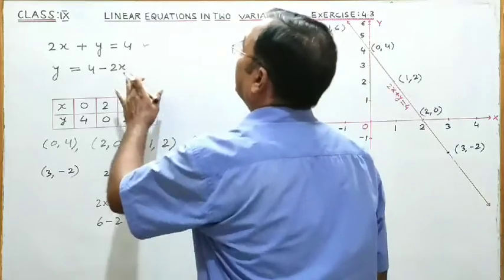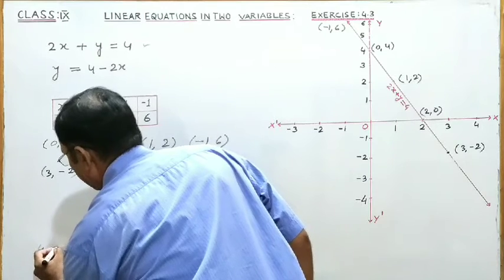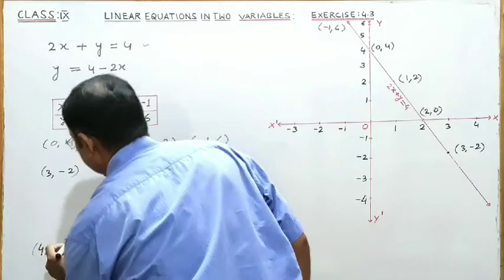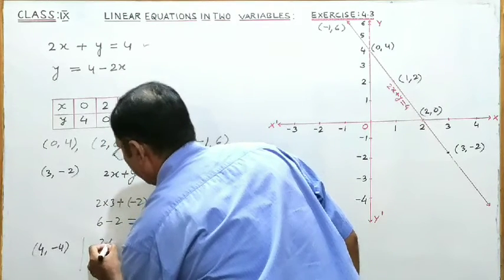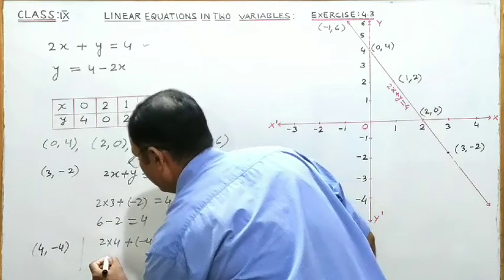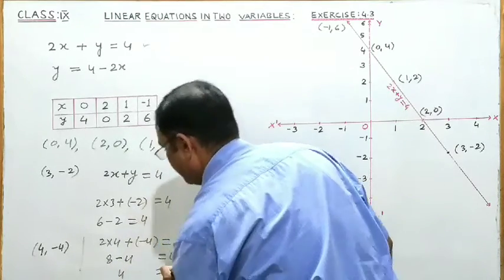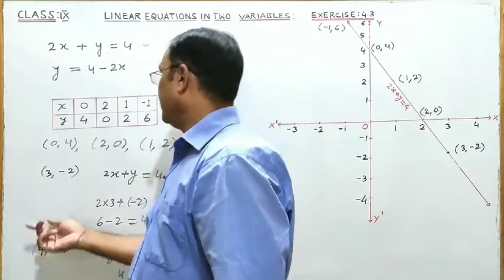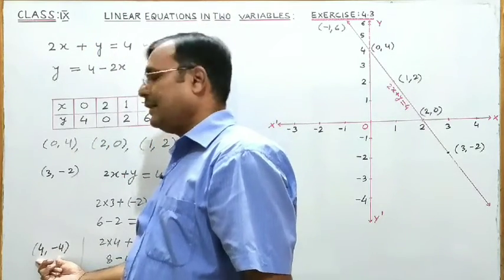Now let us consider a solution of this linear equation, say (4, minus 4). (4, minus 4) is a solution of this linear equation because 2 into 4 plus minus 4 is equal to 4, that is 8 minus 4 equal to 4. So 4 equal to 4, which means the solution (4, minus 4) satisfies this linear equation. So it is a solution of this linear equation.